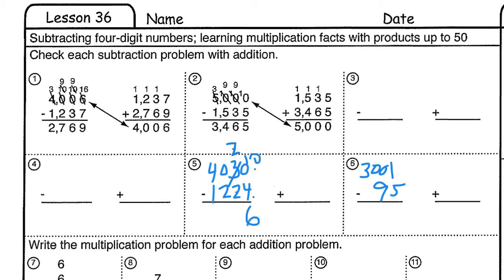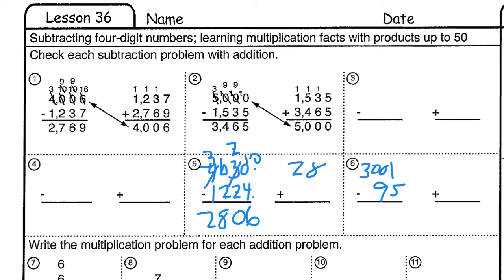2 minus 2 is 0. 0 minus 2 cannot do it. Change the 4 to a 3. I'm stealing from him. The 0 becomes 10. Notice no boxing on any of this, just like the old days of doing subtraction with regrouping. 10 minus 2 is 8. 3 minus 1 is 2.